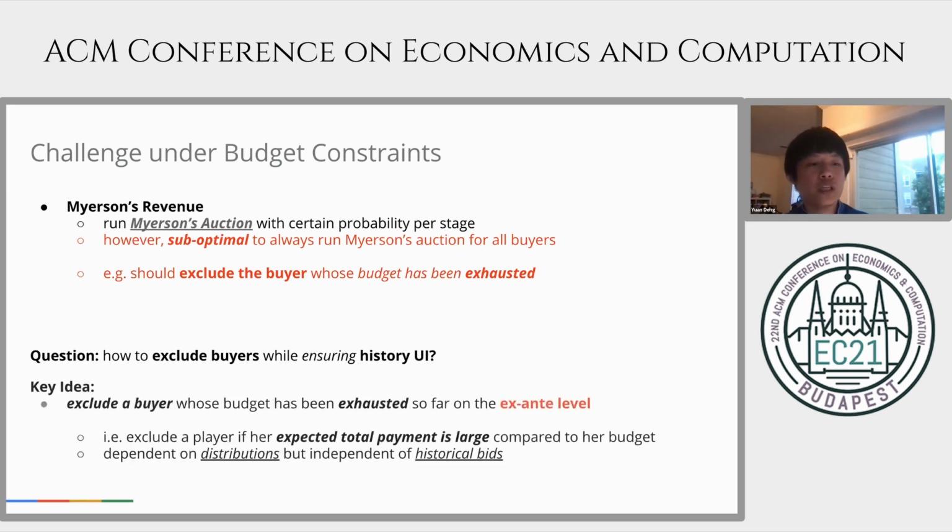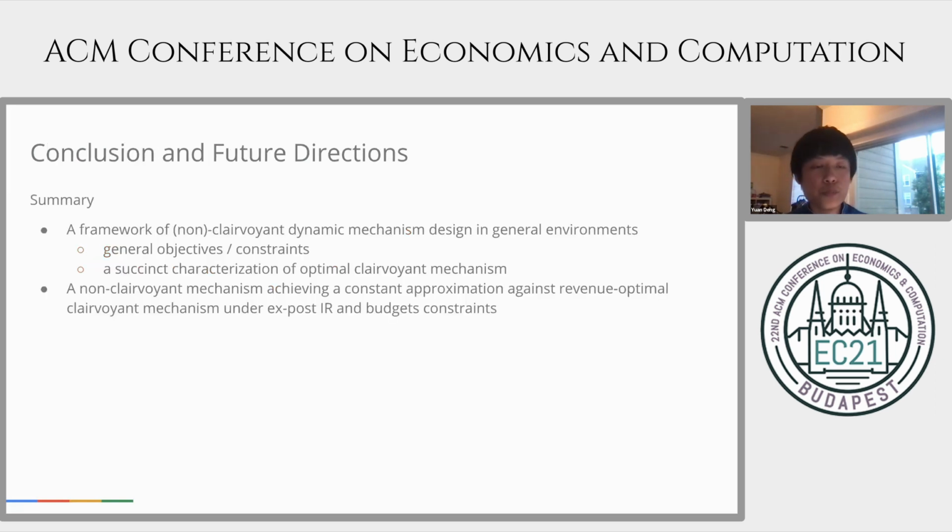So the key idea we use here is that we will exclude the buyer whose budget has been exhausted so far on the ex-ante level. So in this way, the buyer's future utility will still be dependent on the prior distributions, but it would totally be independent of the buyer's historical bids. As a summary, in this paper, we propose a framework to design clairvoyant and non-clairvoyant dynamic mechanisms in general environments. And furthermore, we use our framework to design a non-clairvoyant mechanism, achieving a constant approximation against revenue optimal clairvoyant mechanisms under ex-post IR and budget constraints.